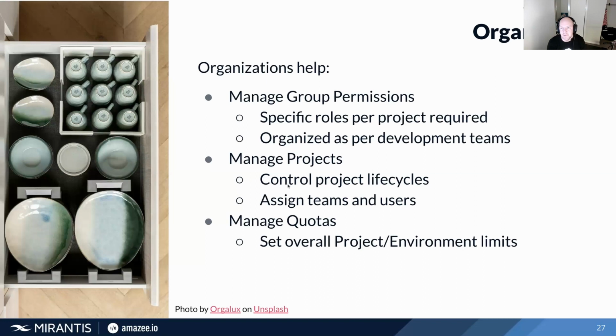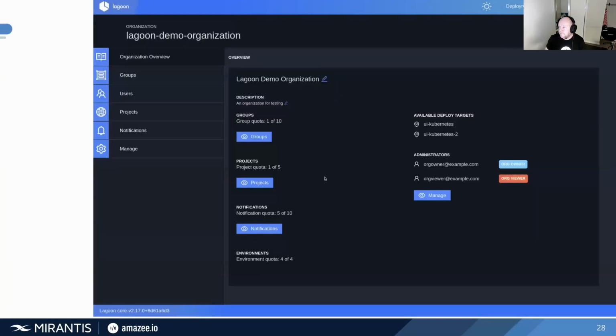Organizations is the other key plank to enterprise web application management. So being able to fine-grain manage groups and roles, manage projects and project life cycles, and being able to set quotas for users are something that we've built into this organization functionality. So for a given organization, you can configure an organization to have groups, projects, notifications, etc.